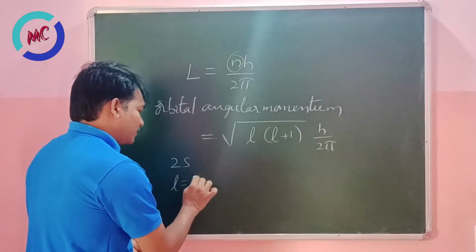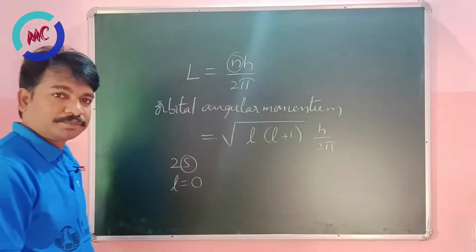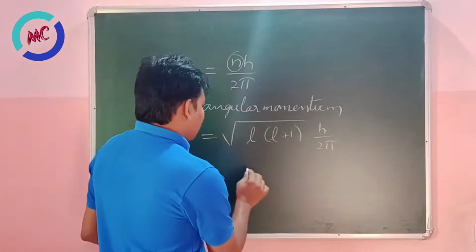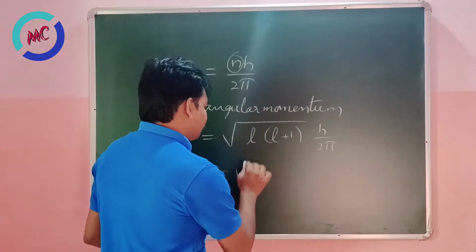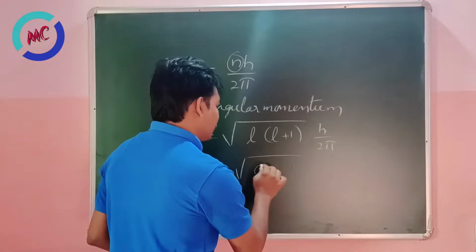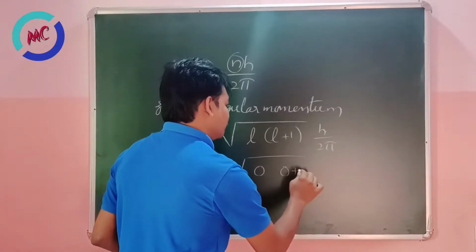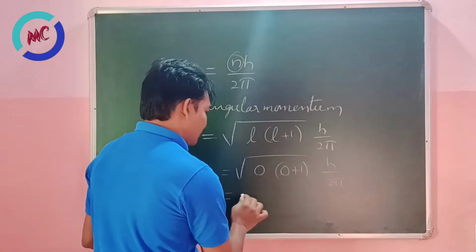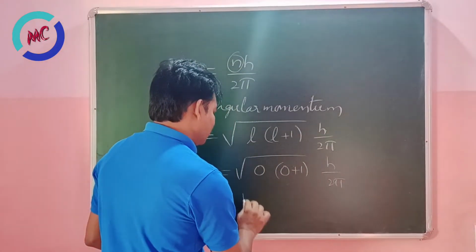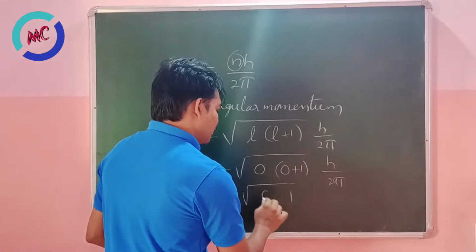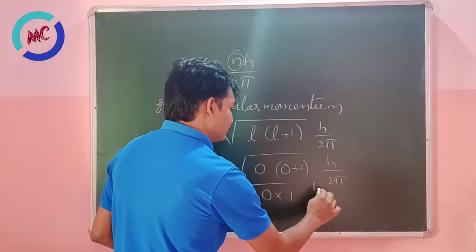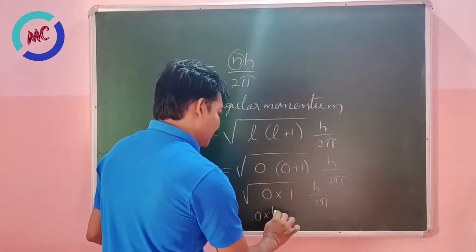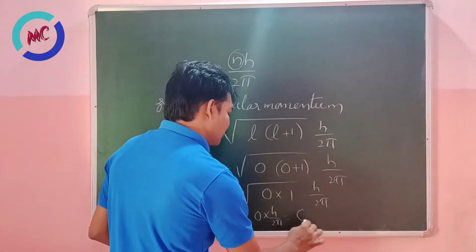If it is a 2s orbital, what is the L value? L value is equal to 0 for s orbital. If you substitute the values here, L is equal to 0, so root of 0 into 0 plus 1, that is 0 into 1, which is 0, h by 2 pi. That is equal to 0 into h by 2 pi, nothing but 0.